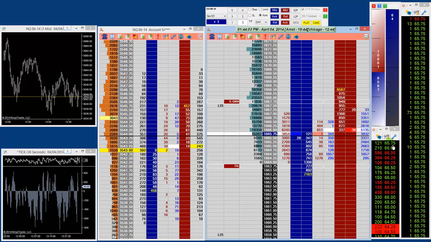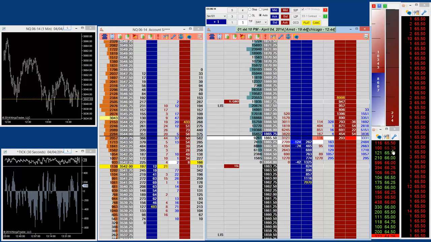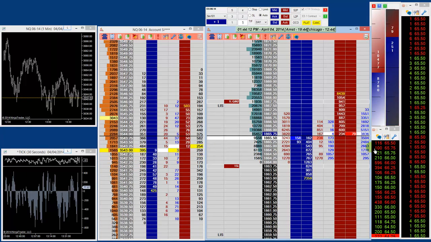We see 210 contracts coming with 66. He got a tick up. Okay, sorry, he didn't get a tick up. We got 121, 65, 75. The guy at 66 didn't get a tick up.